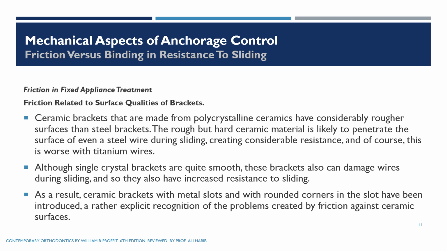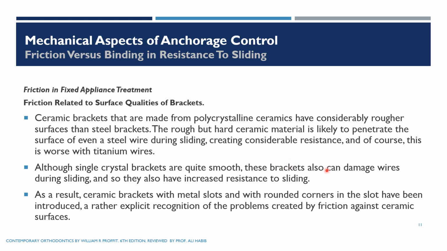We also have ceramic brackets in the market that are found to have higher friction than stainless steel brackets. We have two types of brackets: polycrystalline ceramic brackets, and those that are single or monocrystalline. In general, it was claimed that polycrystalline ceramics have higher friction because they have considerably rougher surfaces than steel brackets, and they are known to penetrate the surfaces of even stainless steel wire. They make nicks in the stainless steel wire during sliding, creating considerable resistance. And this is even more problematic with titanium wires.